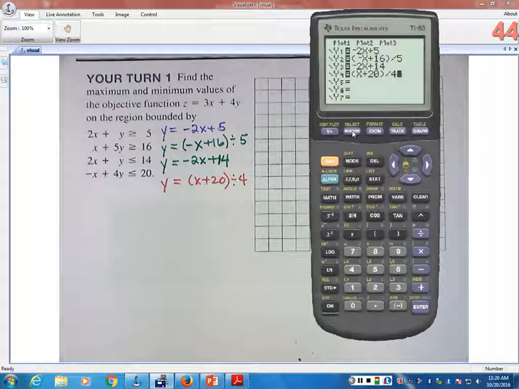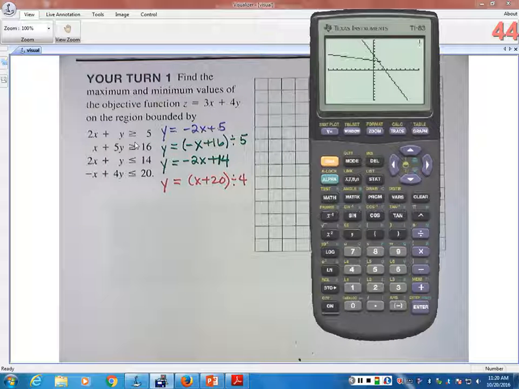And none of those constraints say that I have to be limited to the first quadrant, so I'm going to go to the window and make sure that I'm going from negative 10 to 10 in all directions. Now I'm going to graph. So there's my first boundary, there's my second boundary, there's my third boundary, there's my fourth boundary.